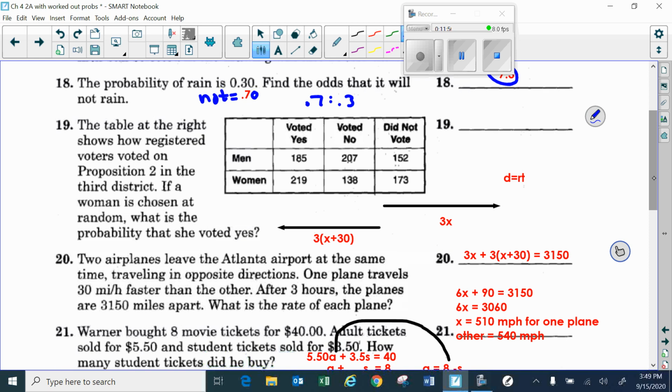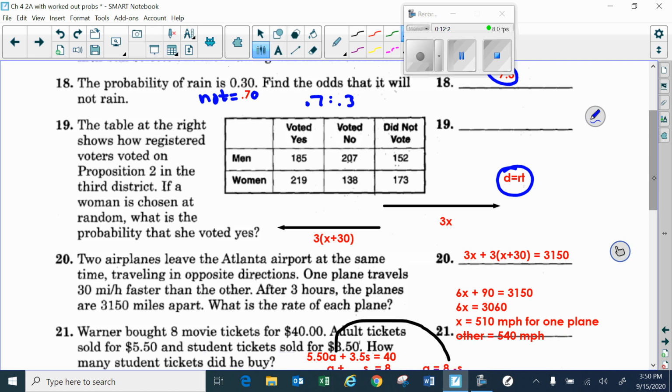Two airplanes leave the Atlanta airport at the same time, traveling in opposite directions. One plane travels 30 miles an hour faster than the other. After 3 hours, the planes are 3,150 miles apart. What's the rate of each plane? Well, one plane is going x, and the other is going x plus 30.